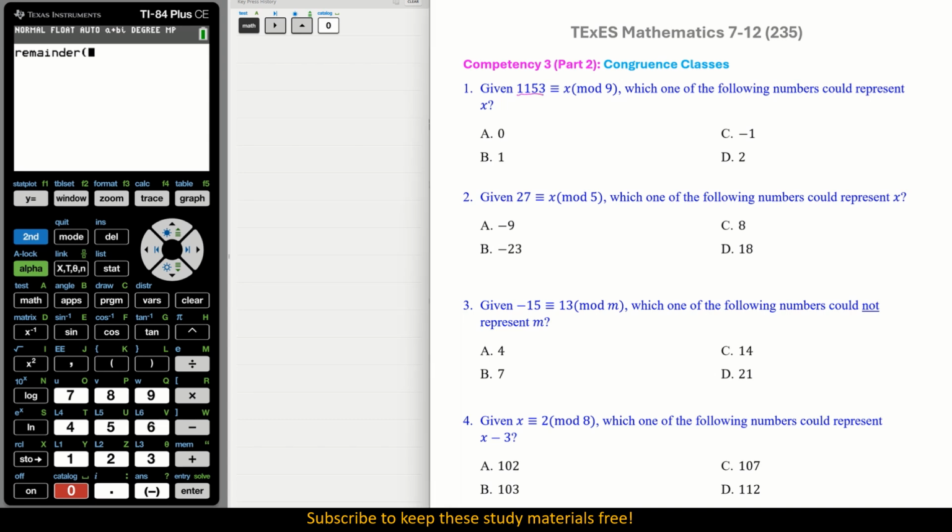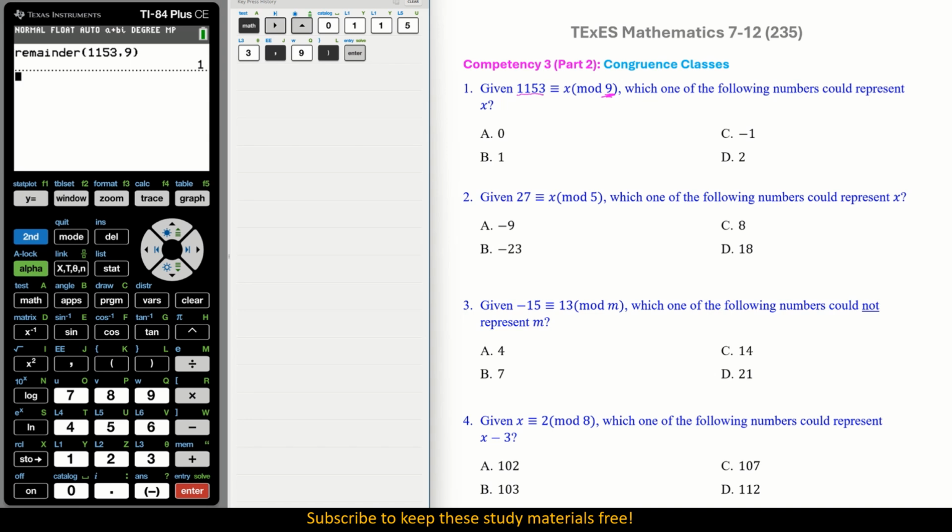So we enter the left side first, 1153, then comma, and then our mod 9, close parentheses, push enter, and the value of 1 is what we need. So what we're really saying is 1153 minus 1 divided by 9 will give us an integer quotient. Let's see if it really does.